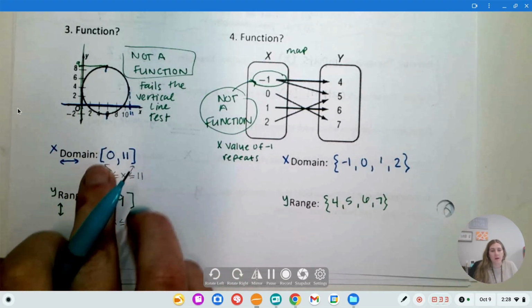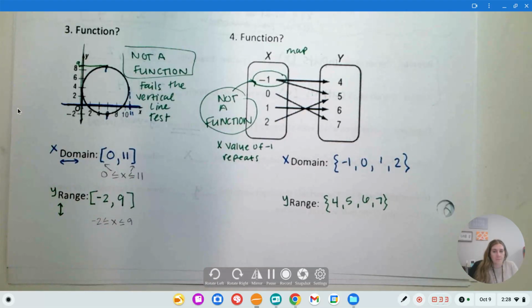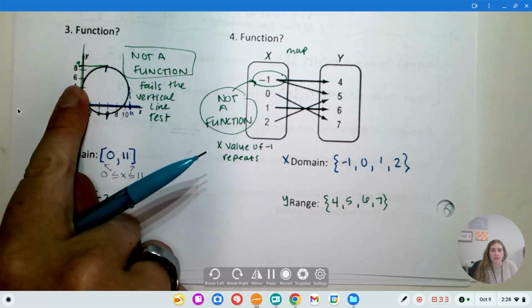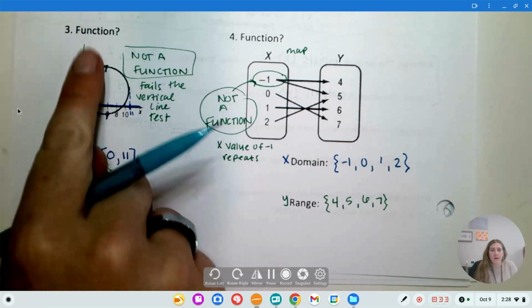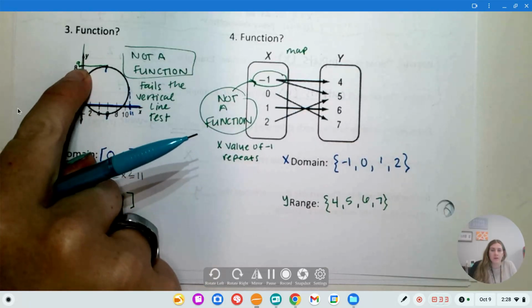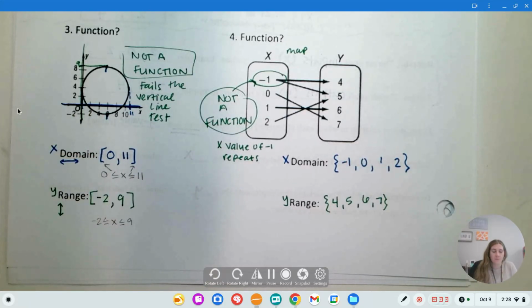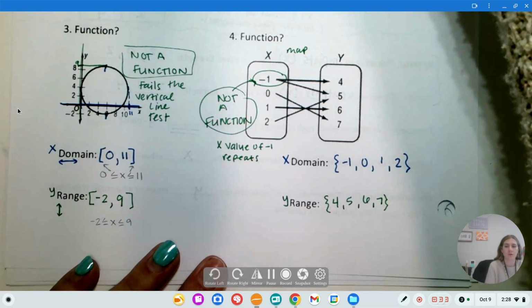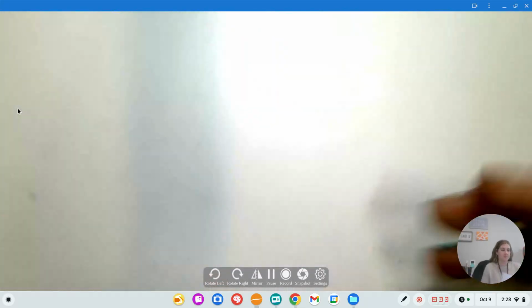And this is going to take a lot of practice, and that's okay. So from left to right, it was 0 to 11. Up and down, it was -2 to 9. That's our vertical line test. Okay, we just have one more page, so I'm going to go ahead and flip. I do have this linked on Schoology if you miss anything.